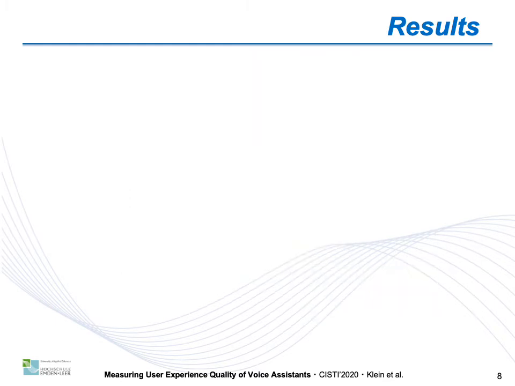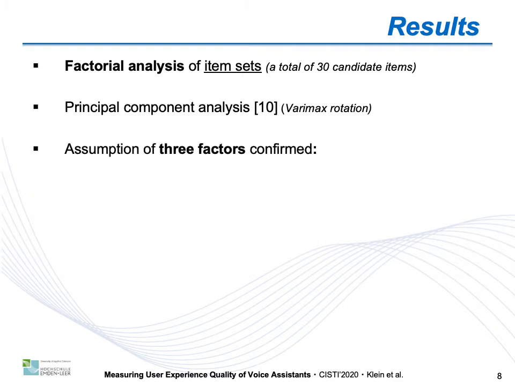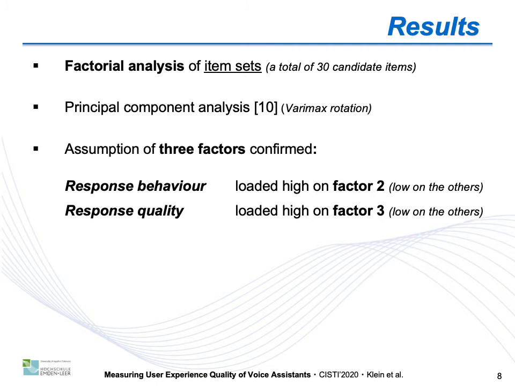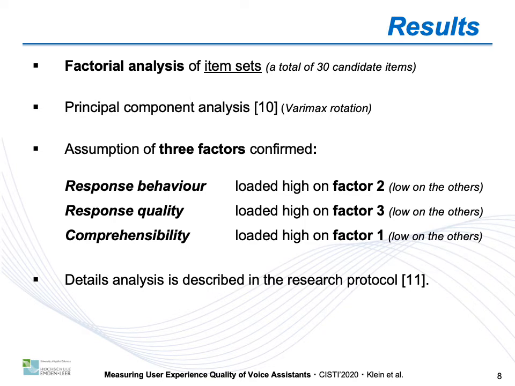We conducted a factorial analysis of all item sets, meaning a total of 30 candidate items. A principal component analysis confirmed our assumption of 3 factors. So we consider here the Varimax rotation with highest loadings: response behavior on factor 2, response quality high on factor 3, and comprehensibility high on factor 1, low on the others. Detailed analysis is described in the research protocol.